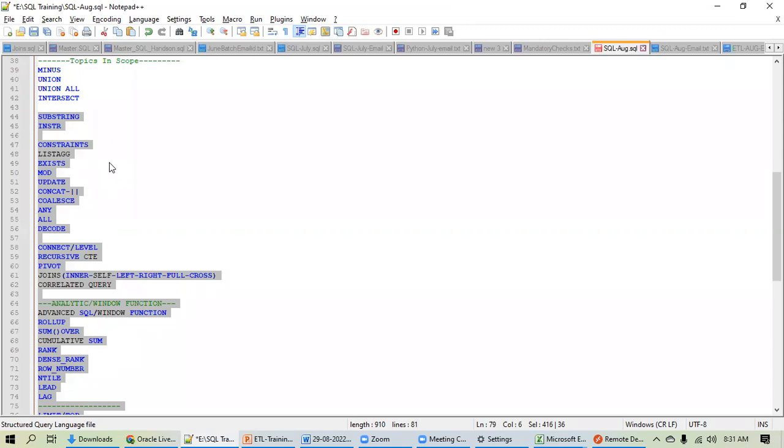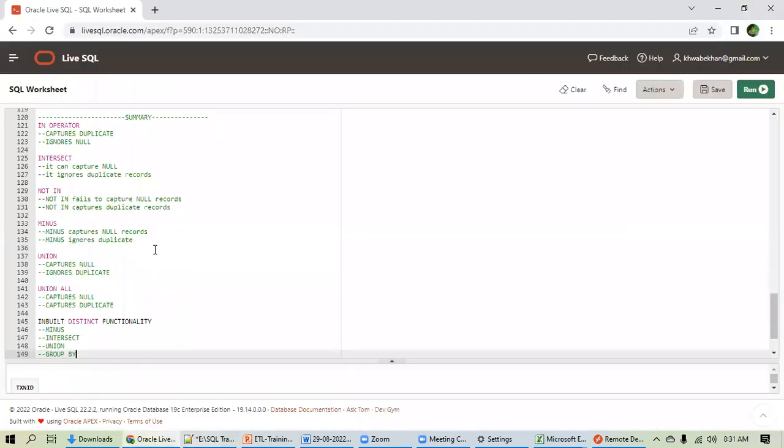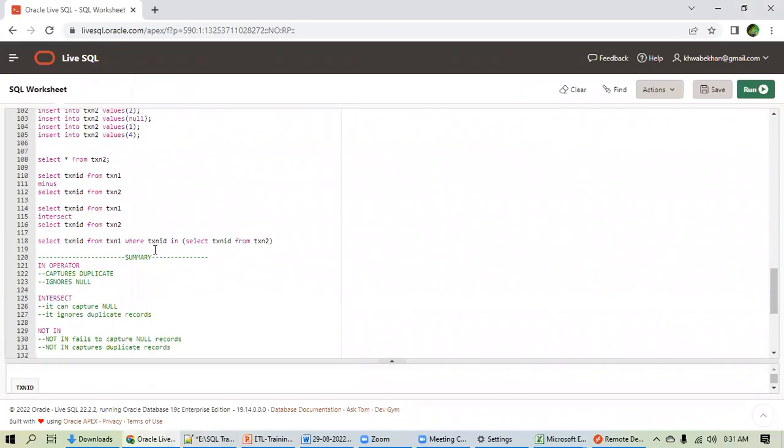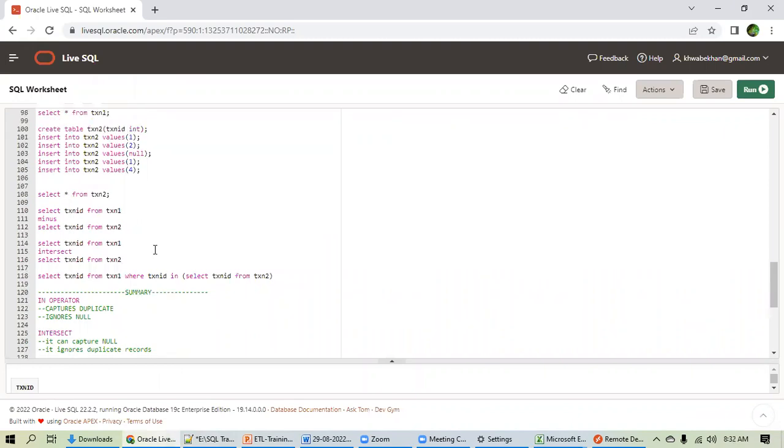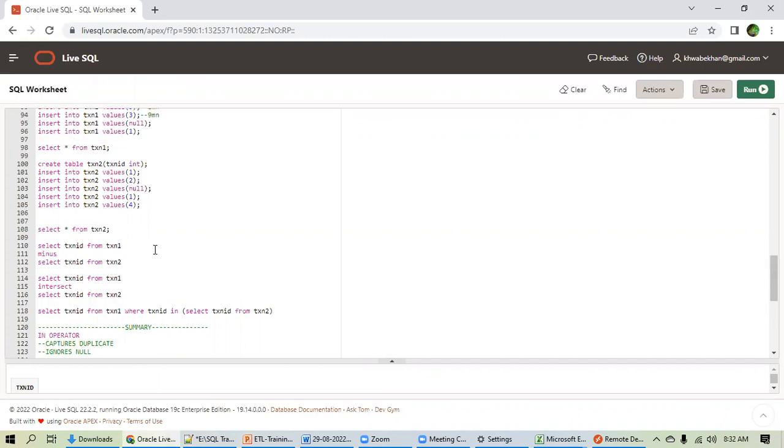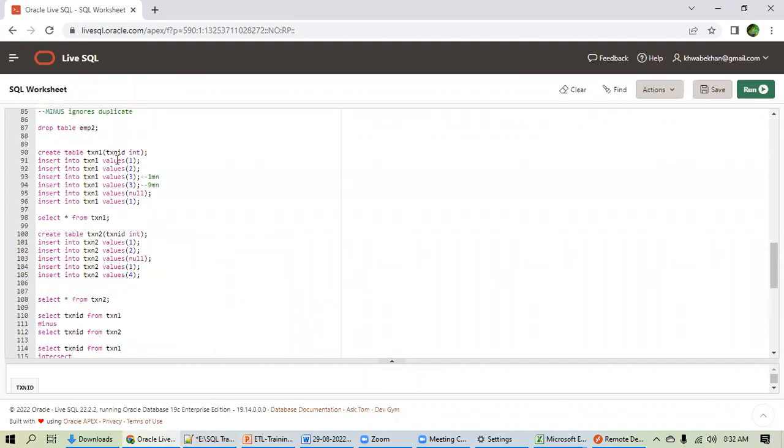Tanvir, if you don't mind, could you please come again on the MINUS column question that I asked you earlier? About the column name and data type being the same. Maybe if I have understood correctly, suppose I have this transaction 1 table, and in this the column name is ID. And in this transaction 2 table, the column name is transaction ID.